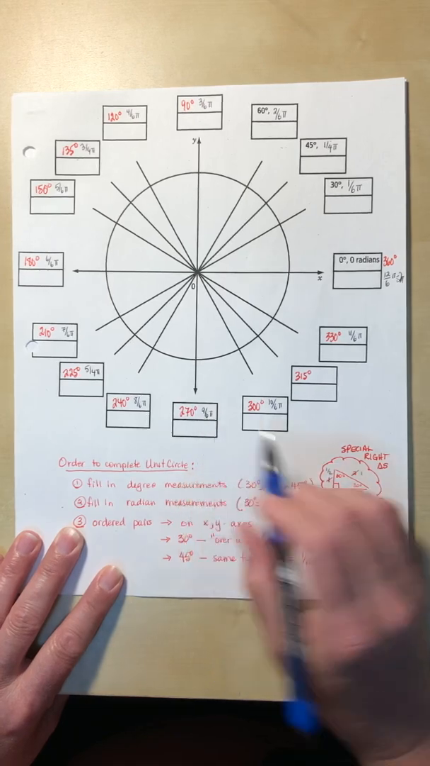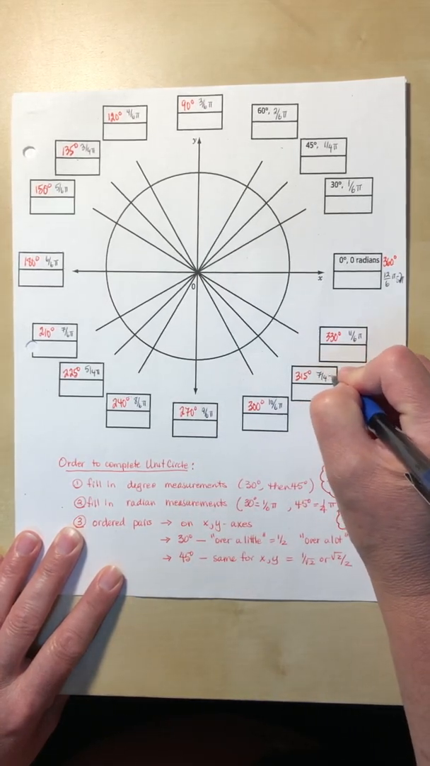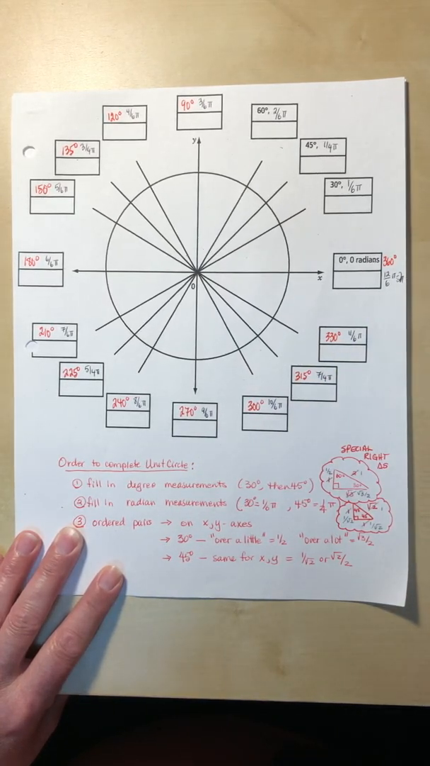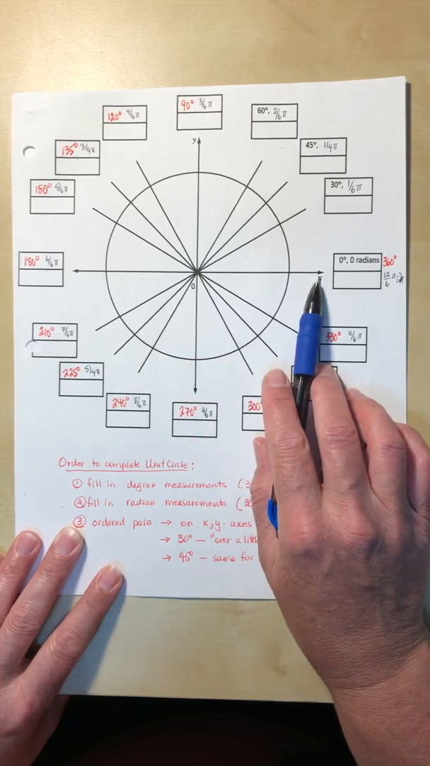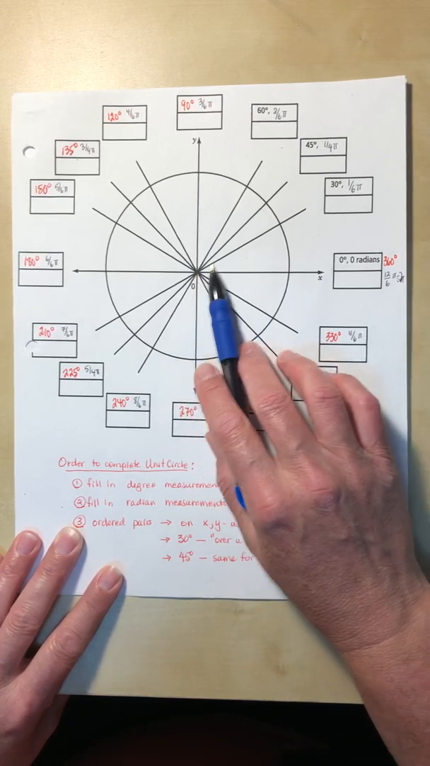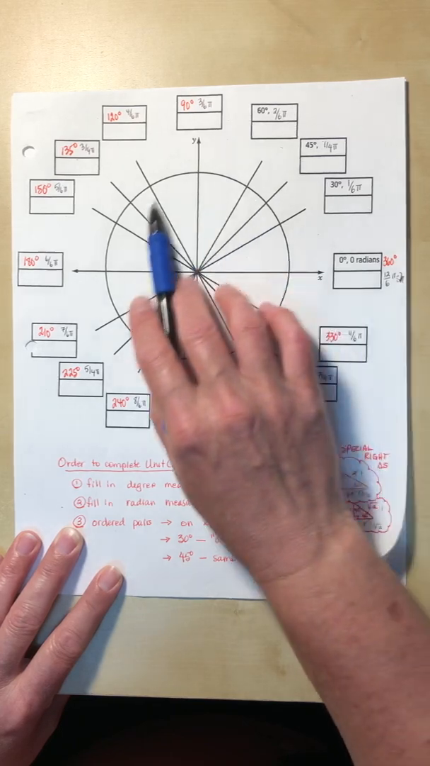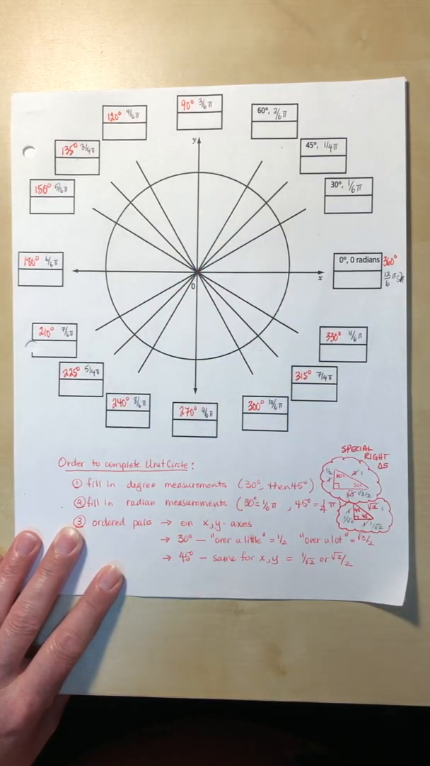5/4, 6/4, 7/4, and then I would be back up to here, which would be 8/4. Would be equal to 2 pi. And so that's how I get my angle measurements. Remember, these are standard position angles where the initial side is on the positive x-axis and a terminal side is somewhere around the unit circle.